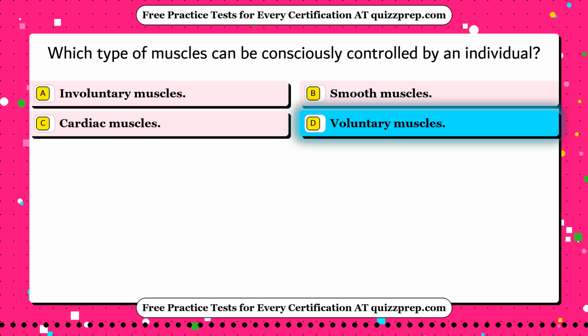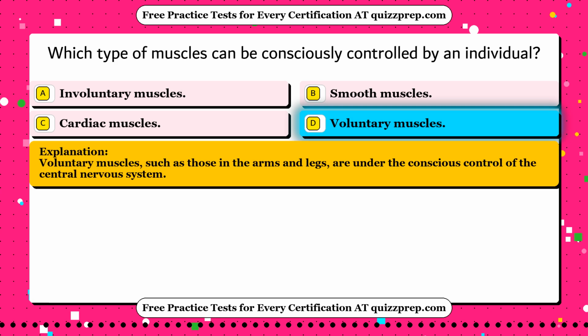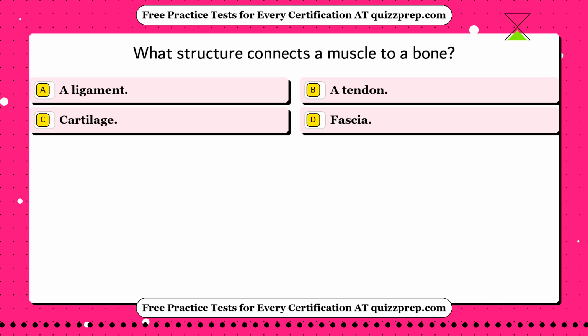The correct answer is option D. Voluntary muscles. Voluntary muscles, such as those in the arms and legs, are under the conscious control of the central nervous system.